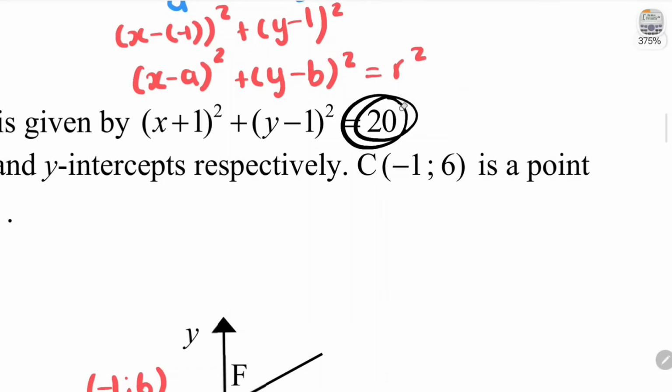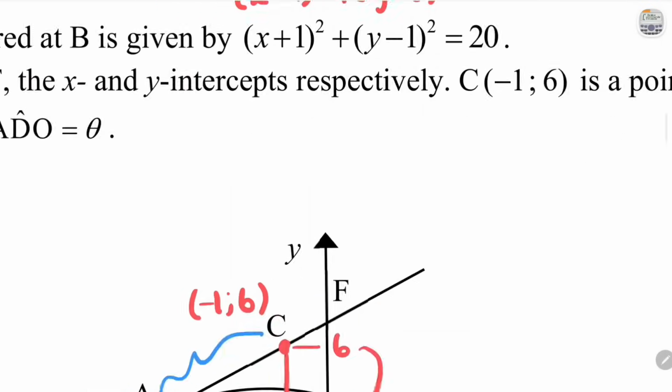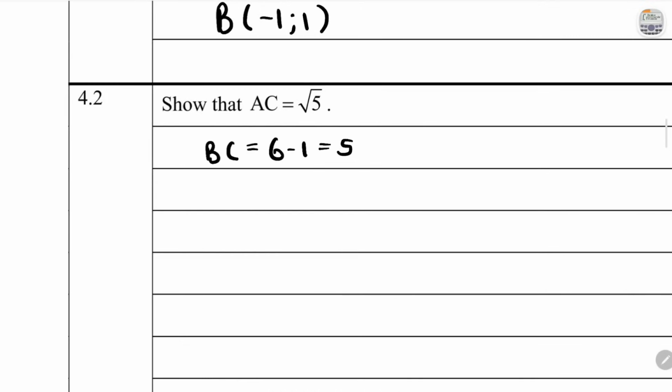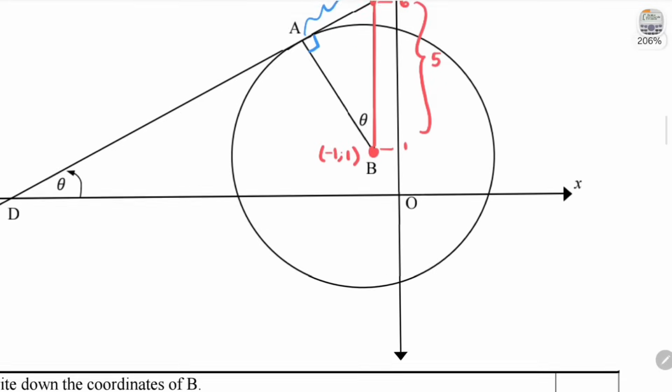You see how the radius, over here, this is actually r squared. So to find that, you can say the square root of 20. But that is unnecessary. Here's the thing. We're going to use Pythagoras to find this.